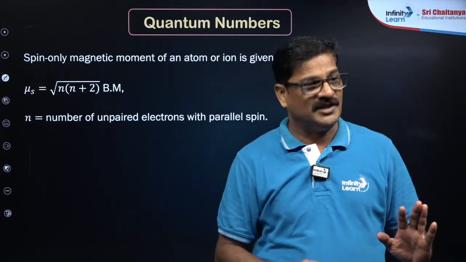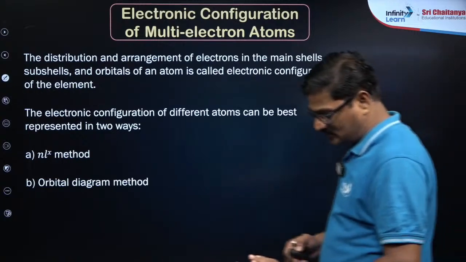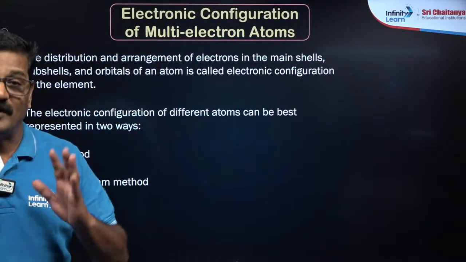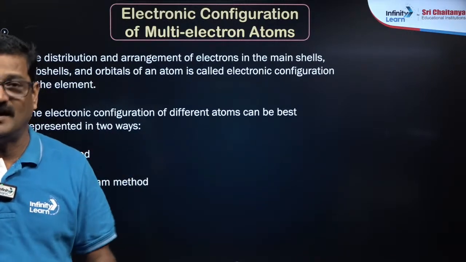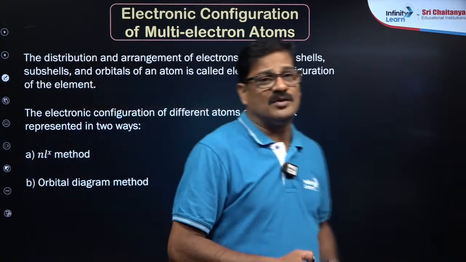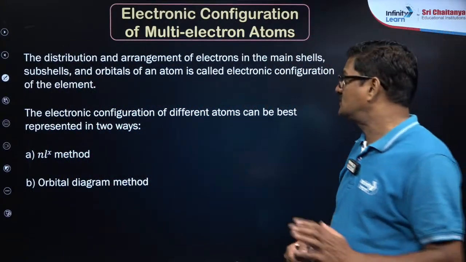Okay. And the distribution of electrons in an atom is given as the electronic configuration. When you write the electronic configuration, 1s2 2s2 2p6 like that, it should follow a set of rules: Aufbau rule, Hund's rule and Pauli's rule. Let us talk about these rules.